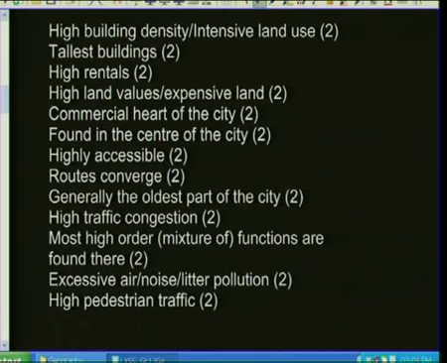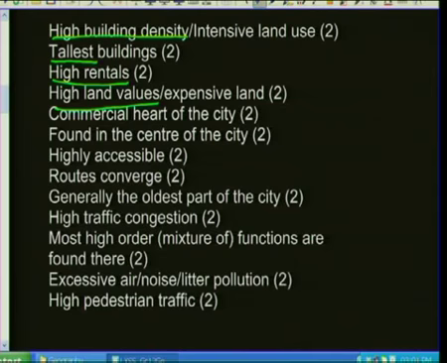We've mentioned the high building density or intensive land use, the fact that because land is so expensive, everybody's going to make sure they use it to its optimum potential. The tallest buildings, the fact that we've got our high-rise office blocks there, with the owners of those buildings maximizing their rentals because of the expense that they've had to shell out in buying the land in the first place. High land values, as we've just said, will lead to those high rentals.